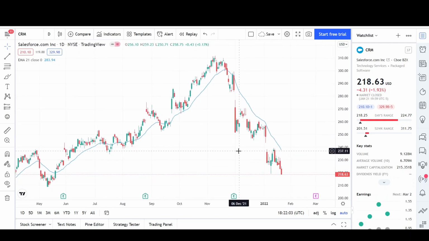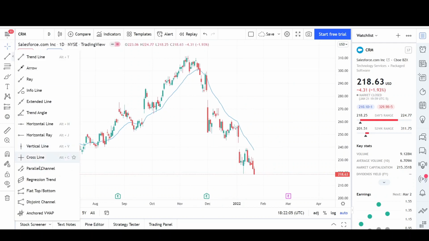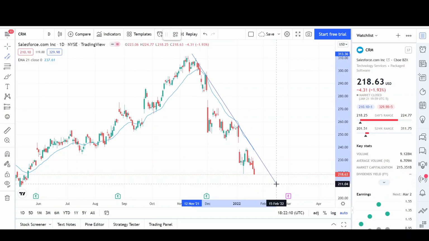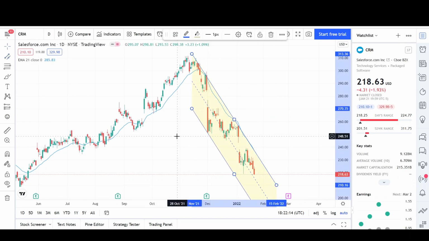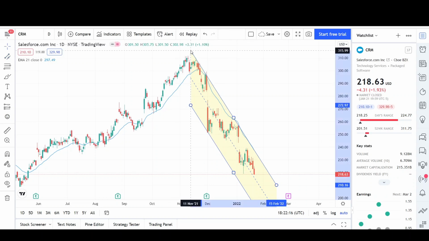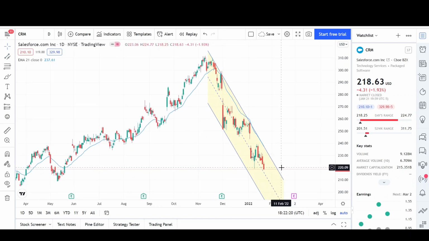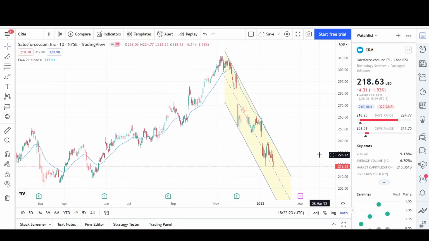So that tells me that we're in a downtrend, and if we're in a downtrend, I can connect some swings to create a channel, and this possibly could be the downtrend for Salesforce. You see that it fits pretty good, not that great, but decent, and looks like Salesforce is respecting this downtrend channel. So where are we going?